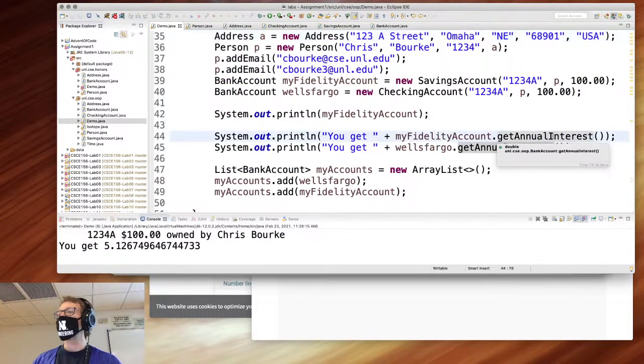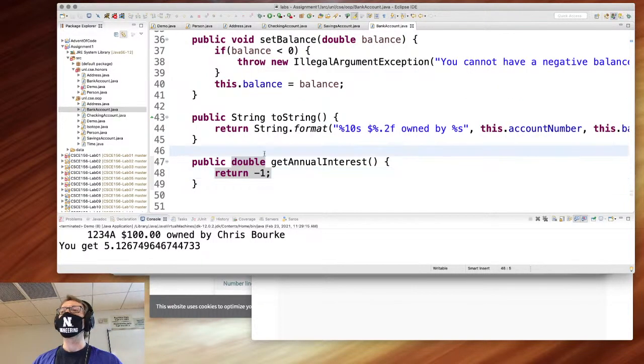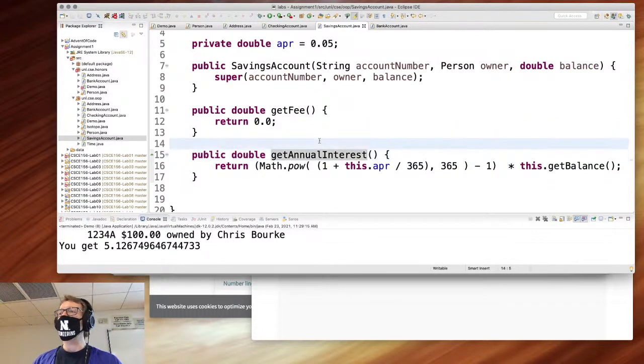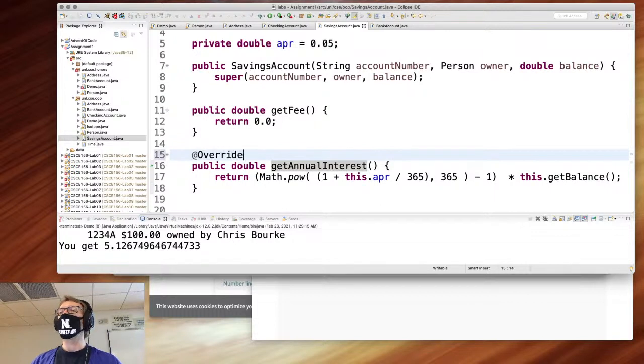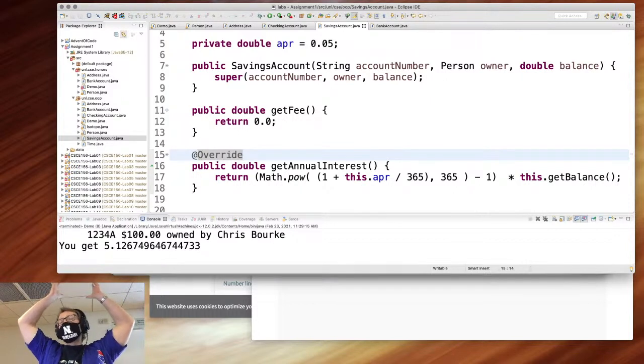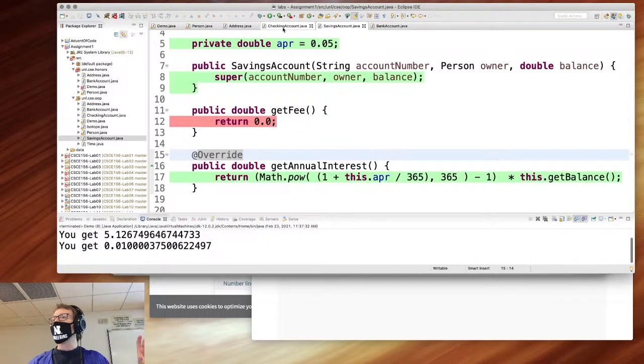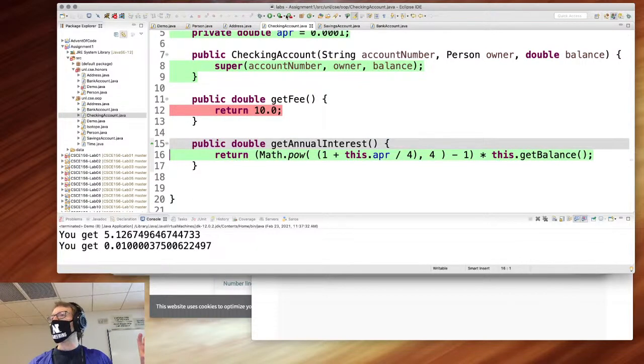Because now checking accounts have this getAnnualInterest, and savings accounts have this getAnnualInterest. What we've done is we've overridden this method. This method is in the superclass, BankAccount, but down here in the subclass we have overridden the method. We've changed the behavior. Up here it was returning -1 because we didn't know how to handle it. Down here, it's returning this formula, compounded daily. Over there in checking account, it is, I didn't want to do that. Darn it, now I forget how to clear it. Let's just run it. Hopefully that'll do it. All right, darn it.